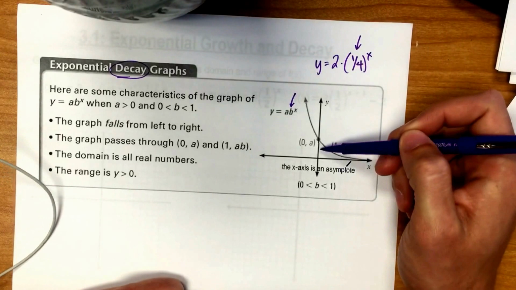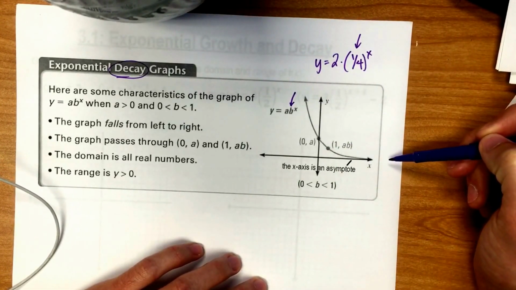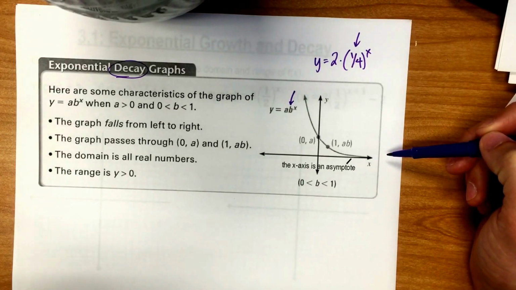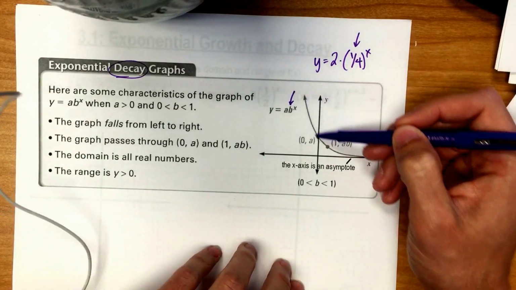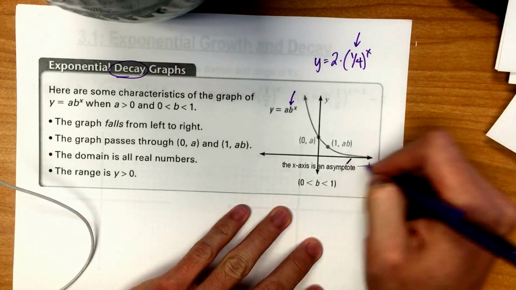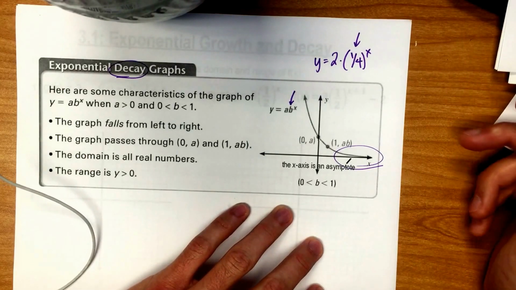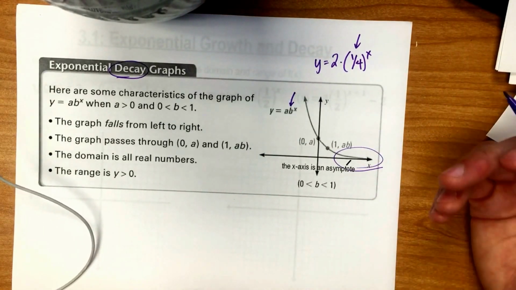So notice that as my x values get larger here, my curve falls as I go towards the positive x's. That's why it's called a decay. So as I look at this, the entire curve falls. Similar characteristics. We're going to approach the x-axis here, but never actually cross it. So the x-axis acts as an asymptote.